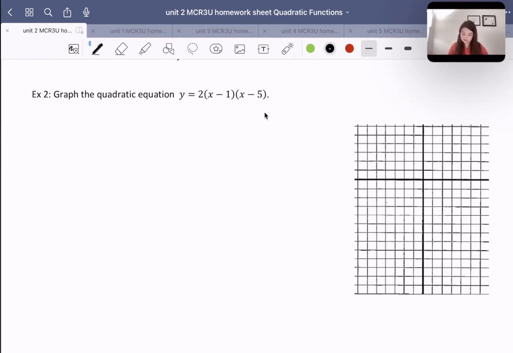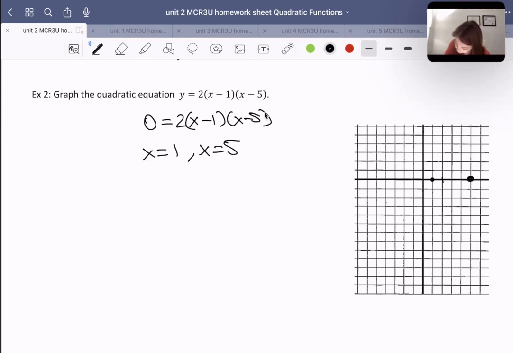All right. So for this one, same method as before. This is exactly the same type of question as before. First thing I'm going to do is find the zeros. So it's very easy to say that the zeros would be x equals 1 and x equals 5. So I'm going to draw those right away, 1 and 5.